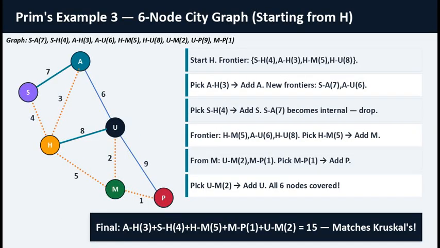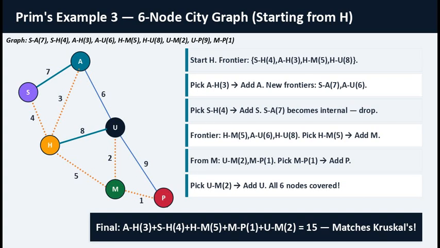Let's revisit the 6-city graph, this time using Prim's starting from hospital. From H, our frontier includes edges to A, S, M, and U. We greedily pick AH at weight 3, then SH at 4. Note that once S is added, the SA edge becomes internal and is dropped from the frontier. Next, we take HM at 5.